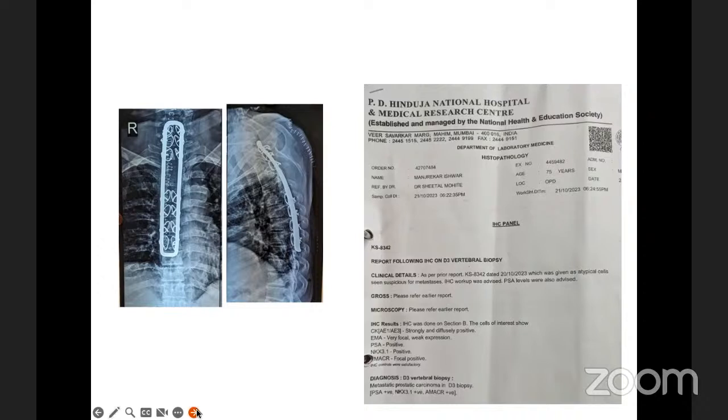Sir, this PSA of 83, I think it doesn't tell anything, because PSA can be raised in a urinary tract infection. Sir, it can rise anywhere. But I don't think it will go to this level.